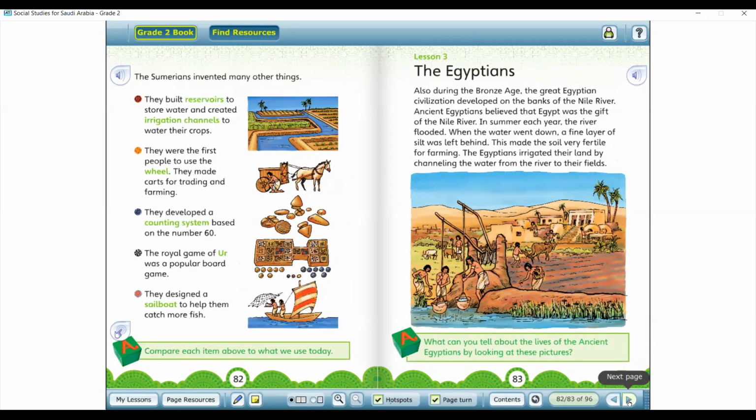They made carts for trading and for farming, and they developed a counting system based on the number 60, which is very important. And then the Royal Game of Ur was a popular board game, and this was also very good in social developing and so on. They designed a sailboat to help catch more fish. So a sailboat was also very important in terms of transport, in terms of catching fish to eat and so on. And obviously very important, I think, is the wheel that they developed, which is still a very pivotal tool that we use in modern days.